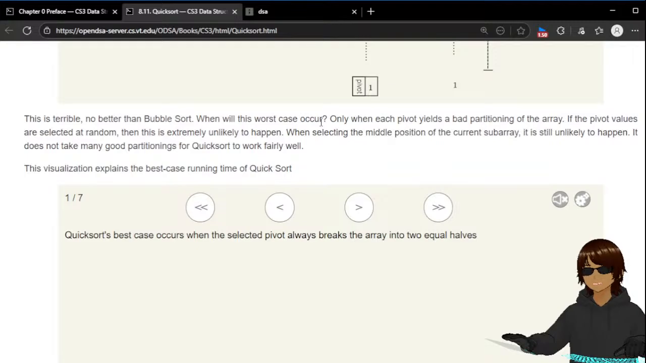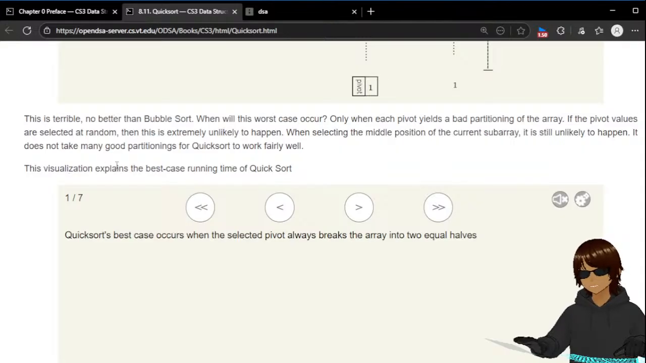When will this worst case occur? Only when the pivot yields a bad partitioning of the array. If the pivot values are selected at random, this is extremely unlikely to happen. When selecting the middle position of the current subarray, it is also unlikely to happen. It does not take many good partitions for quicksort to work fairly well.